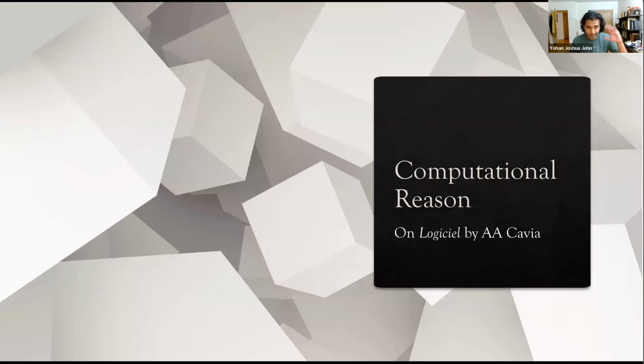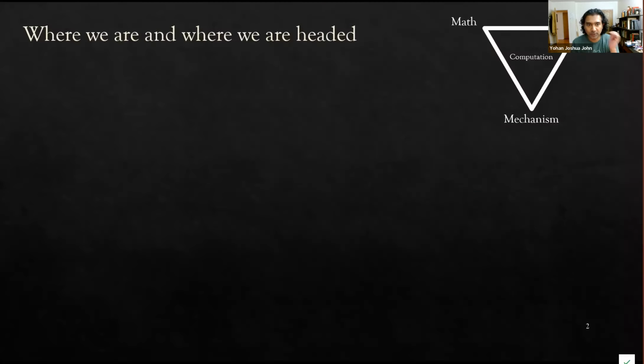Okay. Hello, everybody. We are talking about the next chapter of Logiciel, chapter 4, which is about adding the topological part to this story that Cavia is telling us. So here's a mini recap of where we are and where this chapter is headed.